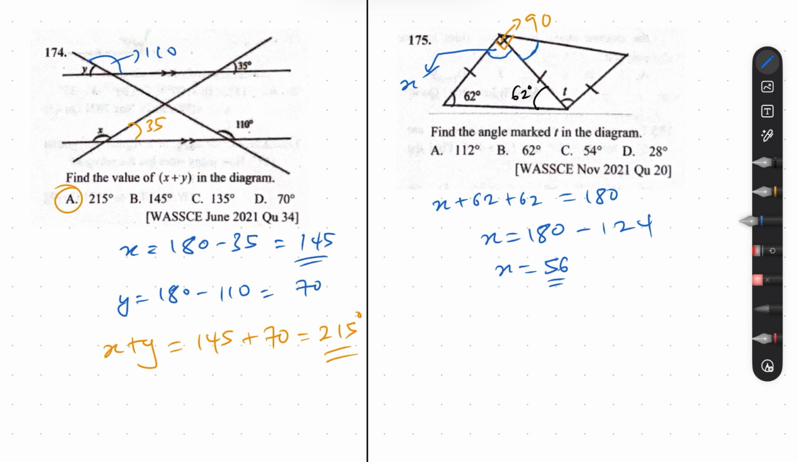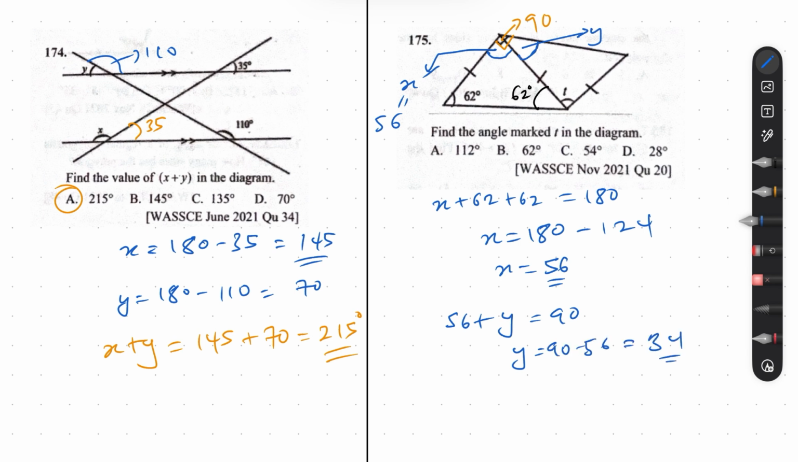Now x equals 56, okay, what that means is this angle, 56, plus this unknown angle here, let's call it y, should give us 90. Okay, so 56 plus y should give us 90. So y will give us 90 minus 56, and that will give us 34.